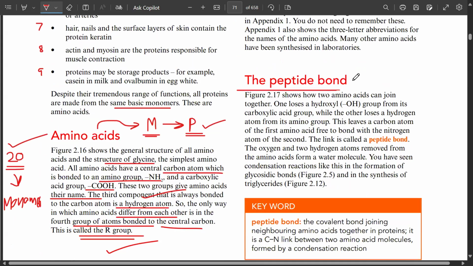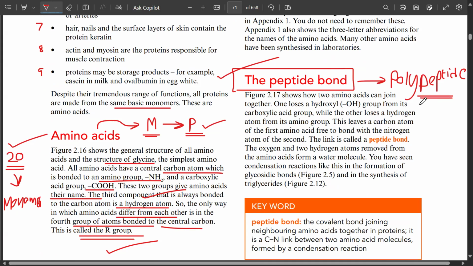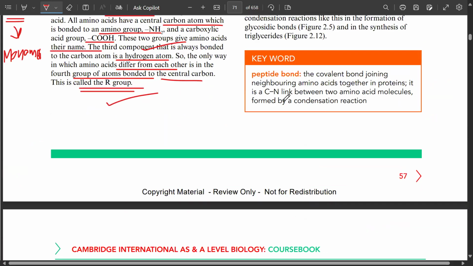But you should know that all amino acids join together with the help of a peptide bond to make a polypeptide. A lot of amino acids are going to join together with the help of peptide bonds. This polypeptide now formed with many amino acids joined together is actually the protein. Figure 2.17 also shows how two amino acids can join together. One of them loses a hydroxyl group from its carboxylic acid group, while the other loses a hydrogen atom from its amino group. This leaves a carbon atom of the first amino acid free to bond, and we call it a peptide bond. Let me show you how a peptide bond is made.